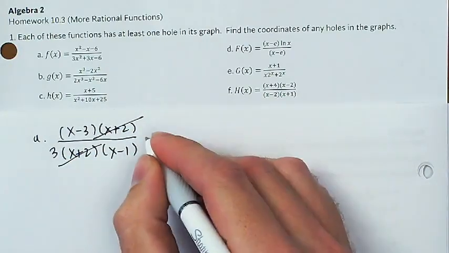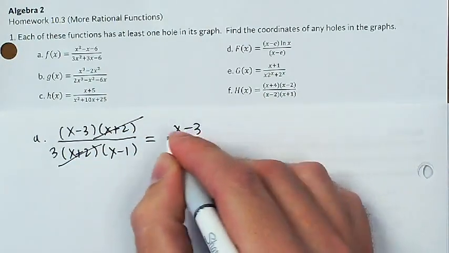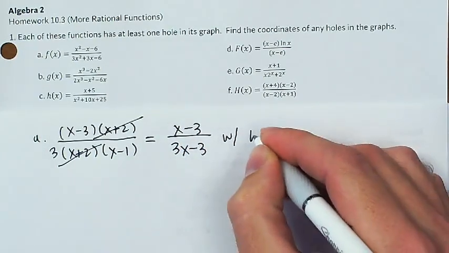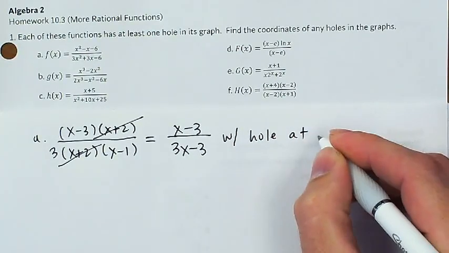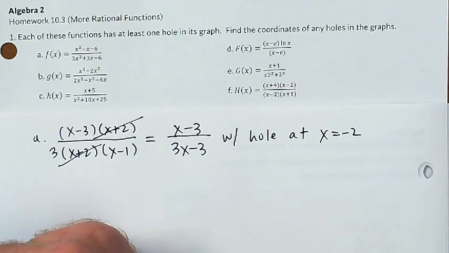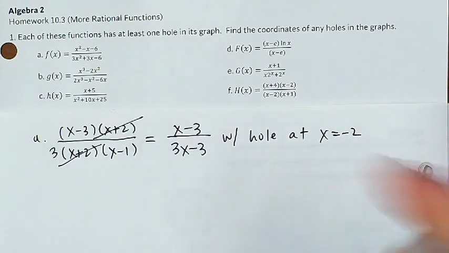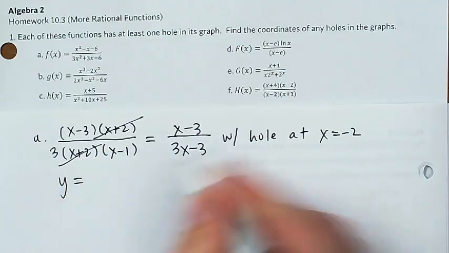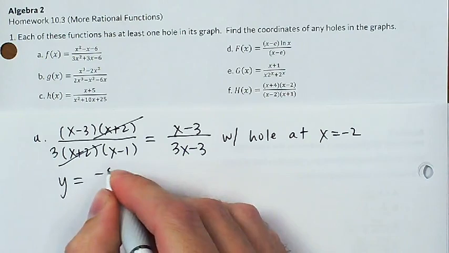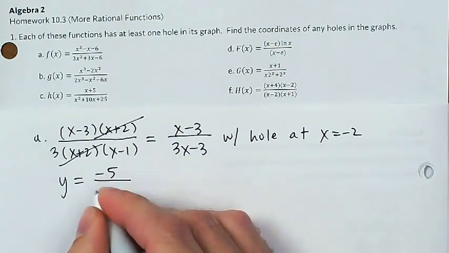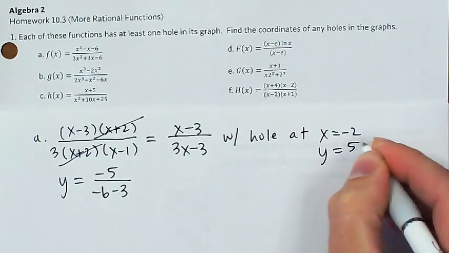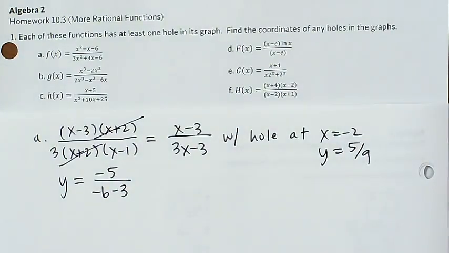So this is equal to x minus 3 over 3x minus 3, with a hole at x equals negative 2. I've got the x coordinate of the hole, and I can get the y coordinate by plugging negative 2 into the canceled version. Negative 2 minus 3 is negative 5, divided by 3 times negative 2, which is negative 6, minus 3 more would be negative 9. So y equals 5/9. That's A.